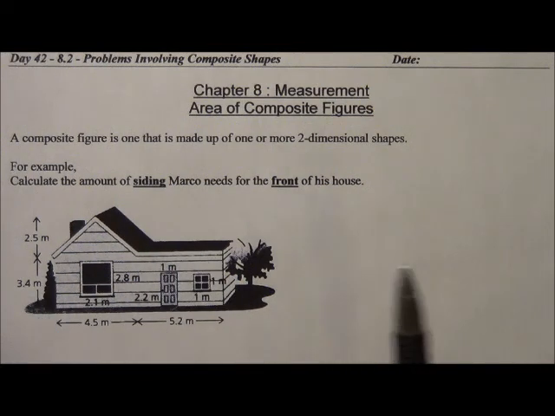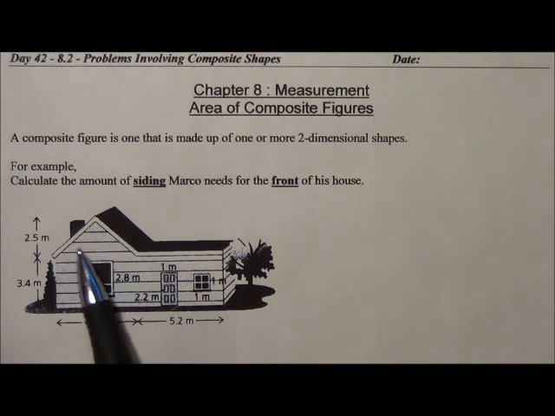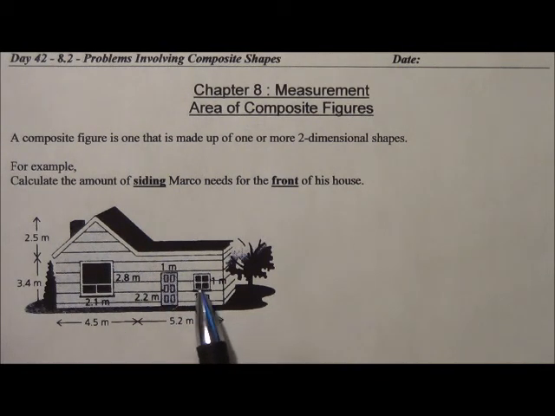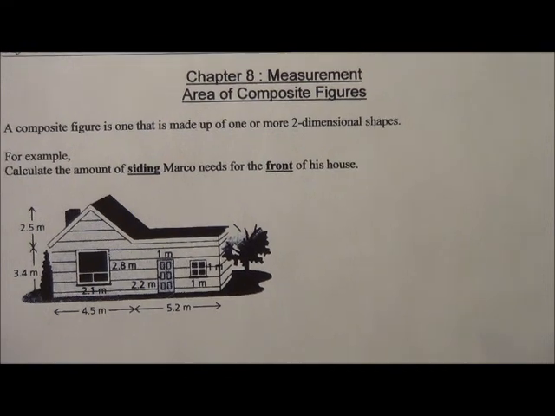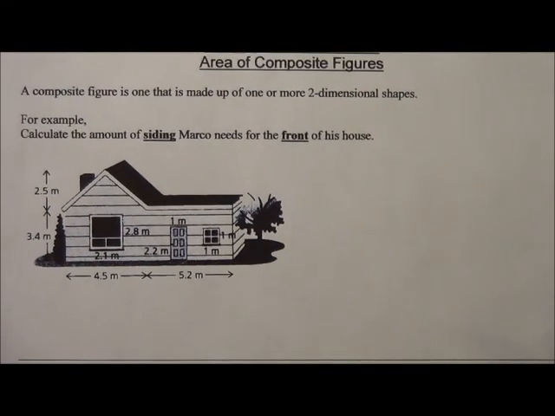Here we have Marco's house, apparently, and if we just want to find the amount of siding for the front of his house, I'm not going to worry about the roof or the sides or anything, just the front of his house, we want to take a look at how much siding will he need, of course not covering the windows and the door. How are we going to figure that out? Okay, so first of all, take a look at the front of the house and decide what kind of shapes are involved in the front of his house, and what part of the house will be sided.